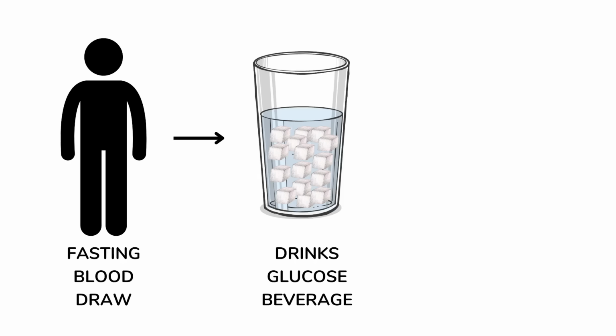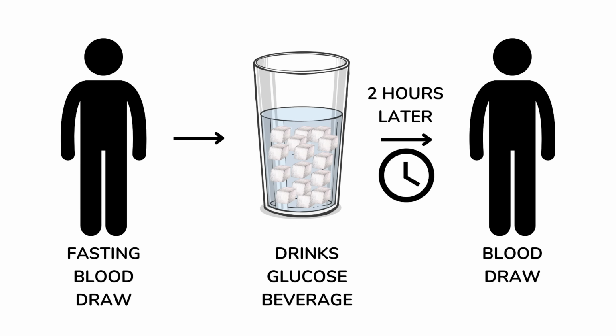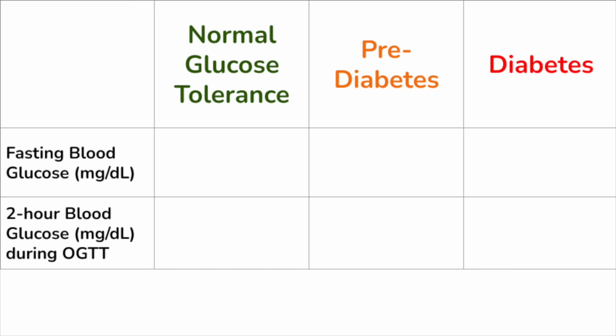One way to test someone's glucose tolerance is to conduct an oral glucose tolerance test, or OGTT. The OGTT is a clinical procedure in which a person is fasting and then drinks a beverage containing 75 grams of pure glucose. That's 15 teaspoons of sugar. The doctor draws blood before the glucose beverage is consumed, and then again exactly 2 hours after the person started drinking the glucose beverage. We would have normal glucose tolerance if our blood glucose level was lower than 100 milligrams per deciliter in the fasting state and lower than 140 milligrams per deciliter at the 2-hour time point of the OGTT.